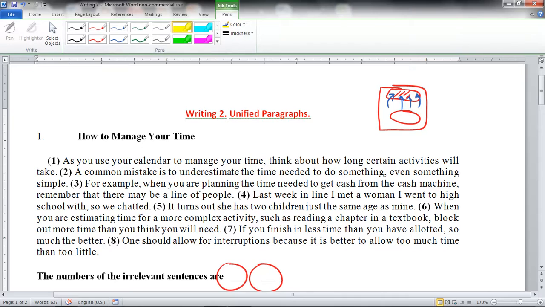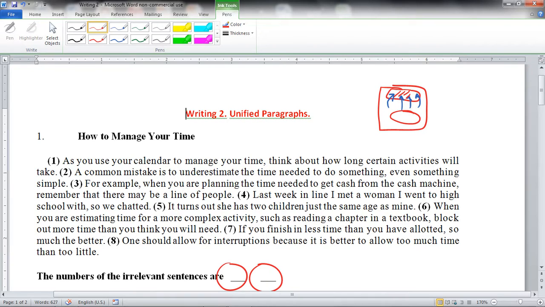So, how to manage your time. As you use your calendar to manage your time, think about how long certain activities will take. That sounds reasonable. A common mistake is to underestimate the time needed to do something, even something simple. So is this about time management? Yes, it is. For example, when you are planning the time needed to get cash from the cash machine, remember that there may be a line of people.